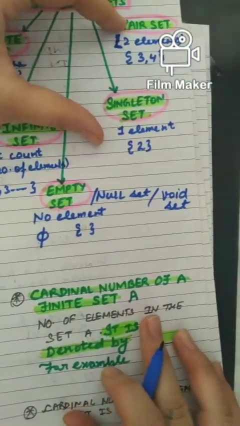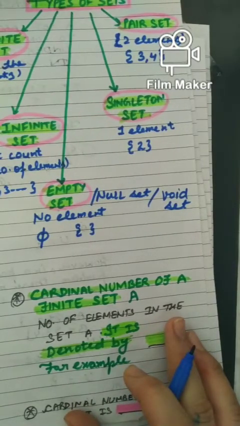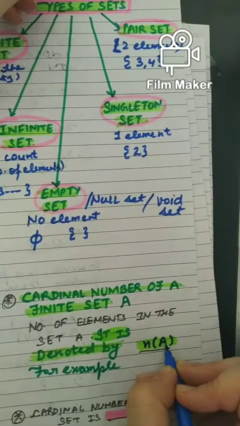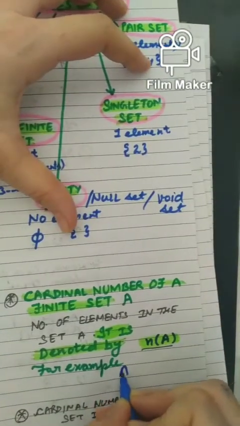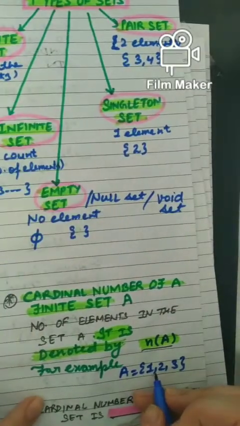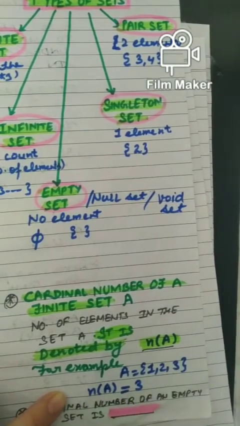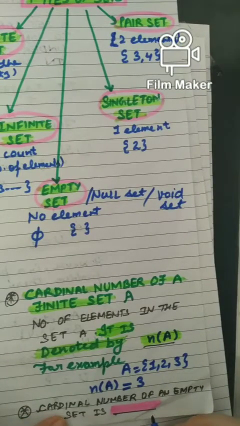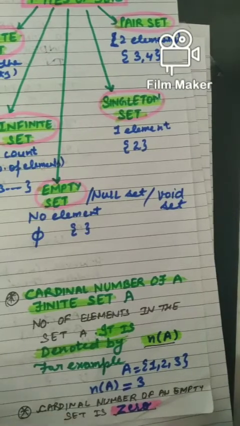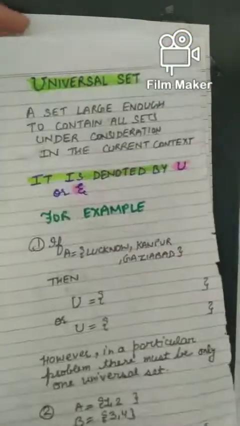Next is cardinal number of a finite set. Number of elements in a set A is called cardinal number of A, right? It is denoted by n(A), number of distinct elements in A. For example, if you have a set A = {1, 2, 3}, you can see we have 3 elements, so I will write cardinality of A is 3, right? The cardinal number of an empty set is what? 0, right? Because an empty set has no elements, so its cardinality is 0. Cardinal number or cardinality, both are the same.